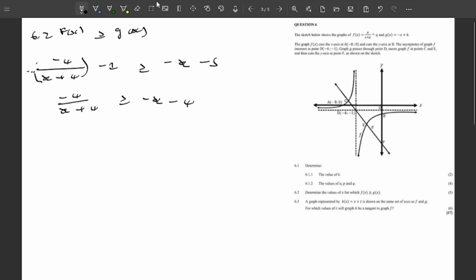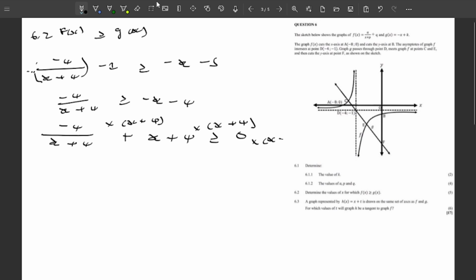So what we're going to do, first things first, before we even multiply this on both sides, I recommend this so that we can take this one to the side. Now let's take the minus x minus 4 to the other side, so we can have x plus 4 plus x plus 4 greater or equal to 0. Now we're going to multiply everything by the denominator. As long as it's not negative, it won't affect our inequality sign. So it's going to be minus 4 plus x plus 4 times x plus 4. Now x plus 4 is similar.